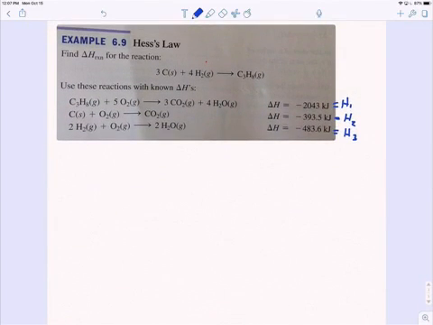All right, here's Hess's law. I like Hess's law, but most people hate it. But I like puzzles. That's the thing, I like solving puzzles. So Hess's law is good for my puzzle-solving things.